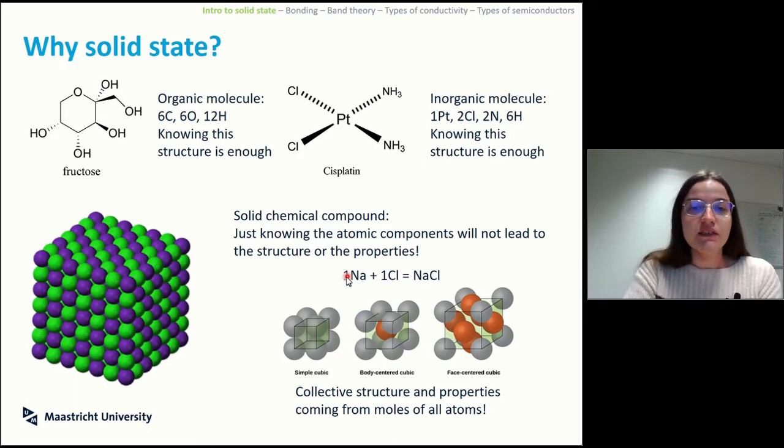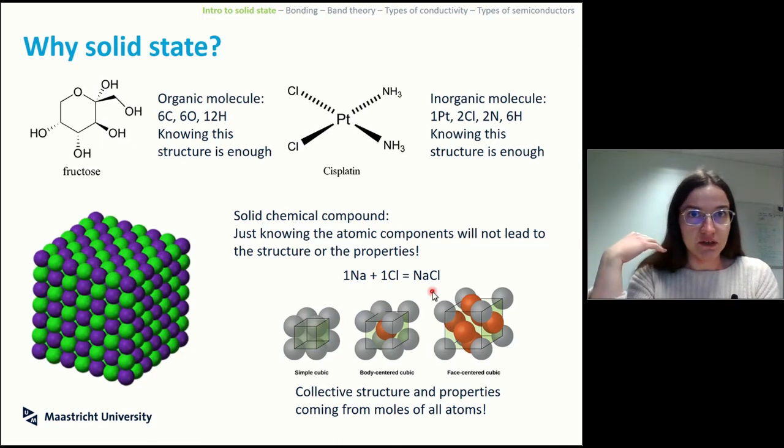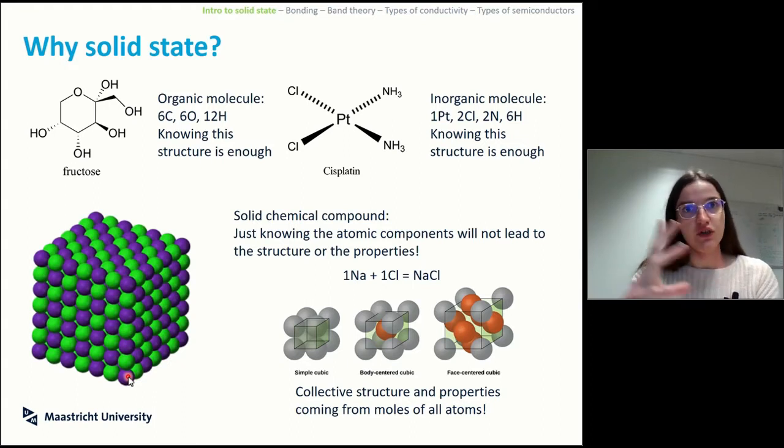Nothing about this mix of compositions, or very little about this simple formula, will actually tell you something about the mix of properties that come out, by the nature of having a series of atoms that need to be considered all at the same time. So when we look at solid state chemistry, we look at anything that emerges from the collective arrangement of atoms, the structure and the properties and anything that comes from it.